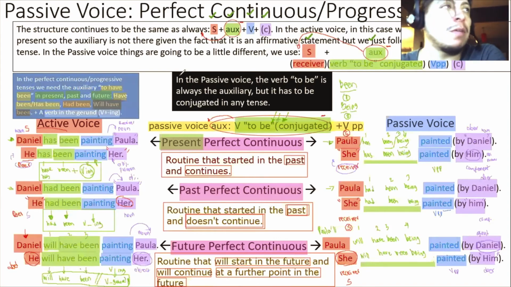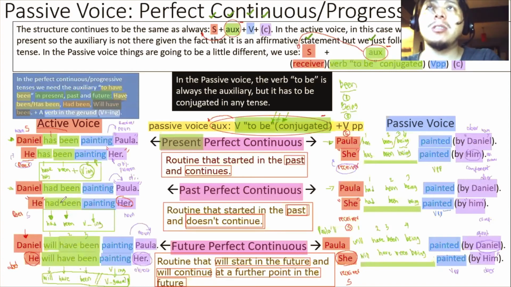Ahora, como les había dicho, creo que podemos hacer esta parte. ¿Cómo se hace en un negativo o cómo se hace una pregunta? El auxiliar se lleva el negativo, el auxiliar se lleva la pregunta. En voz activa es muy sencillo, tenemos dos partes. El auxiliar, solo la primera parte se lleva el negativo. Entonces decimos hasn't. Daniel hasn't been painting Paula. O he hasn't been painting Paula. Él no ha estado pintando a Paula.